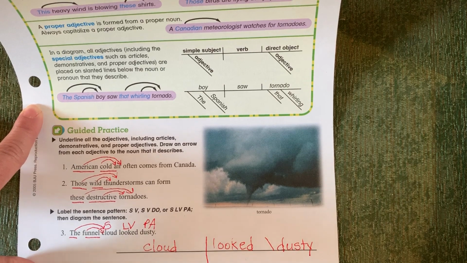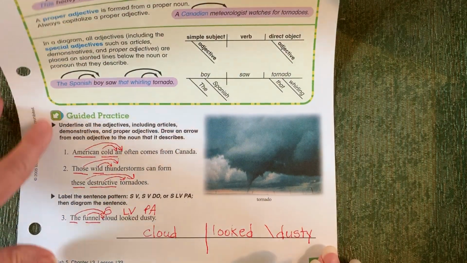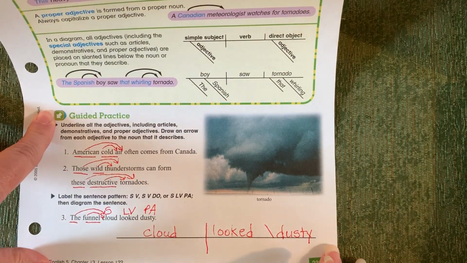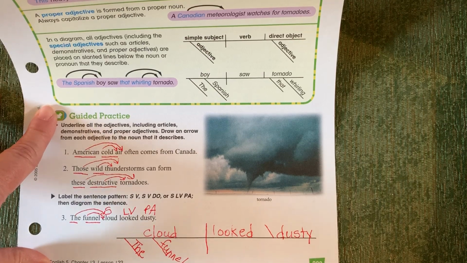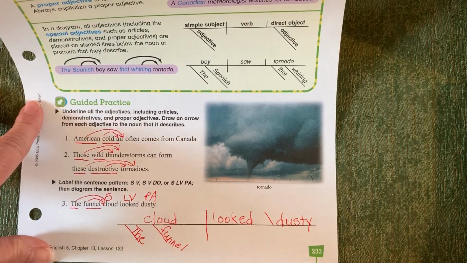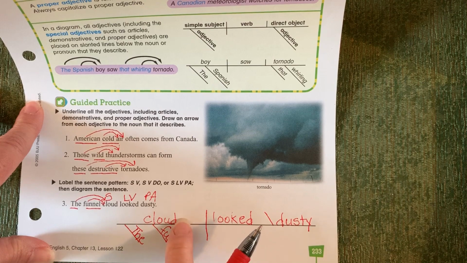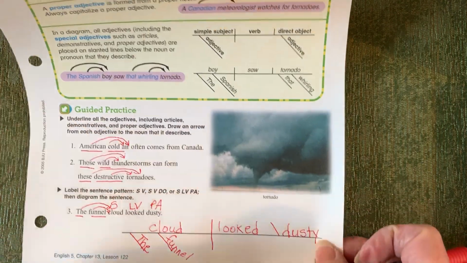And then we have to diagram the 2 adjectives. We have the 2 words describing cloud. So the first word is the, and if it's capitalized in the sentence, we should capitalize it on the diagram. And then funnel. Okay, so when you go back and you read it all together, it should make sense. The funnel cloud looked dusty. All right, good job.